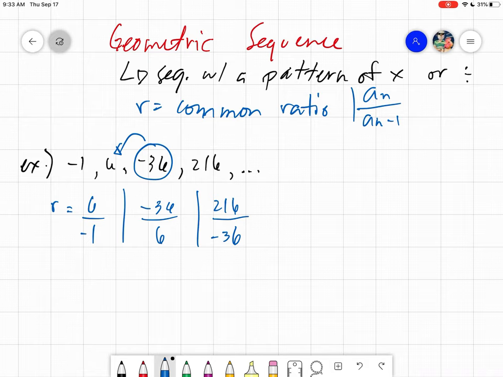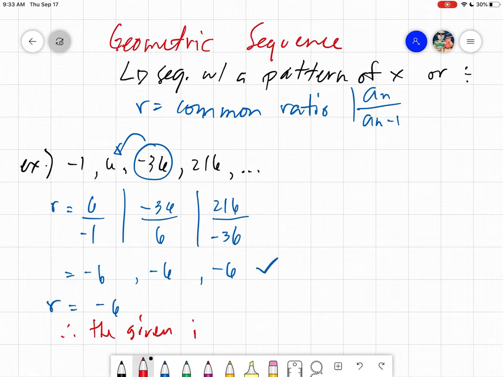Okay, so let's divide po. 6 divided by negative 1, the answer is negative 6. Negative 36 divided by 6, the answer is still negative 6. And we have 216 divided by negative 36, the answer is still negative 6. If it is consistent, then we will have our r of negative 6, and we can say therefore that the given is geometric. Okay? So, ganun lang po yung point natin when it comes to this one. You always have to find the common ratio, which is r, to determine whether the given is geometric or not.